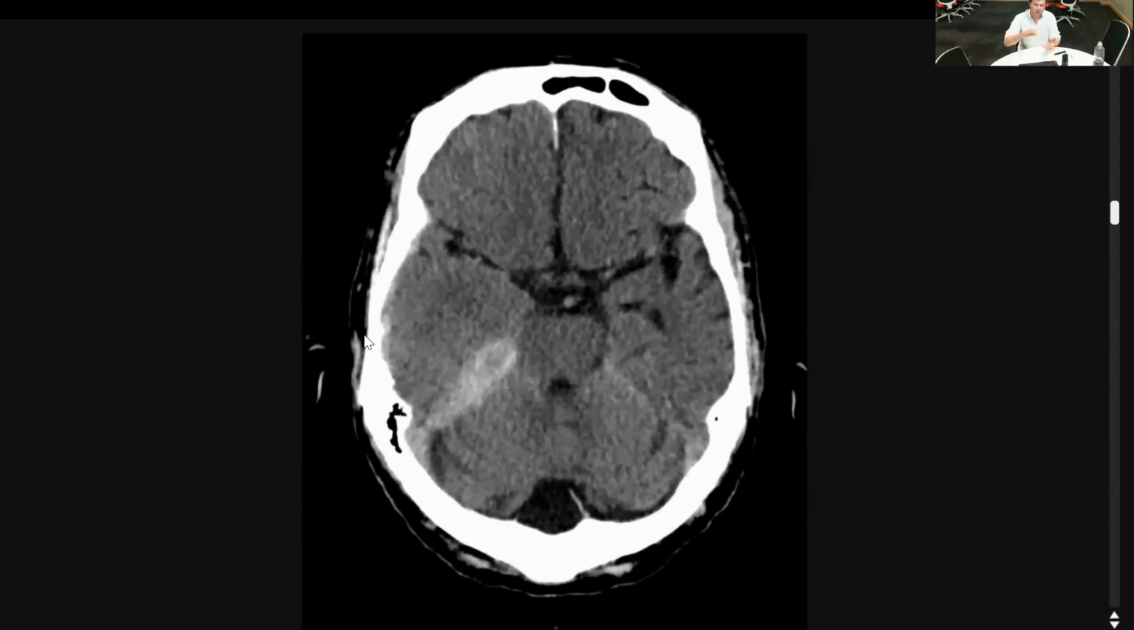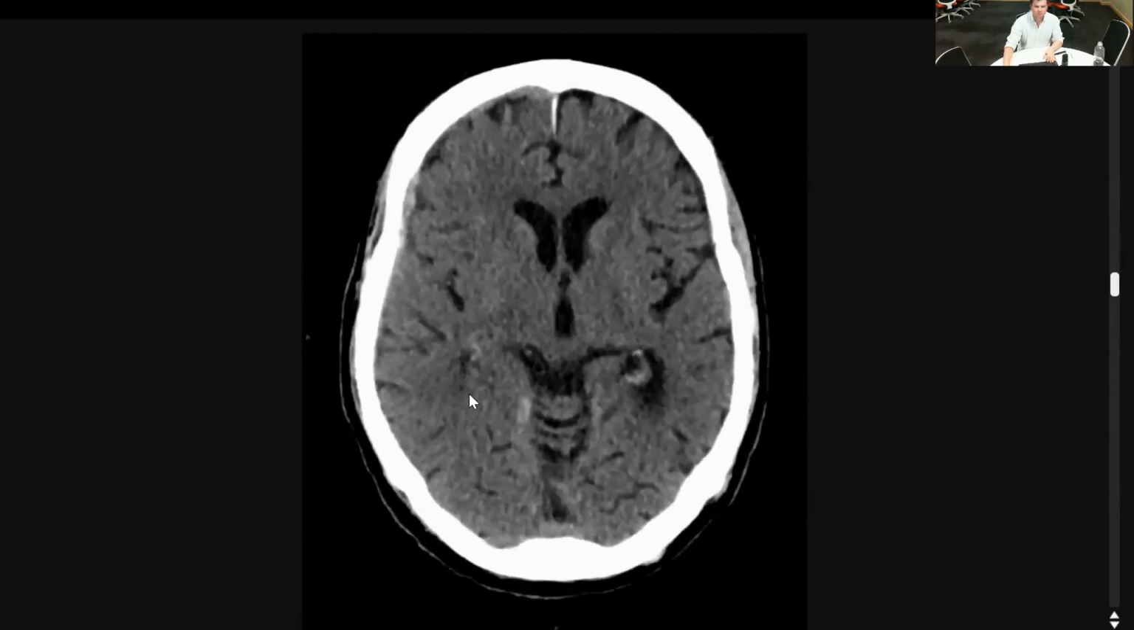So if you think about this, if you have your brain in a sous vide or in a little bag, it's just going to be surrounding the brain in there. So that's where the subdurals will sit.